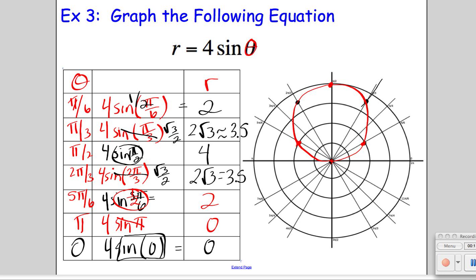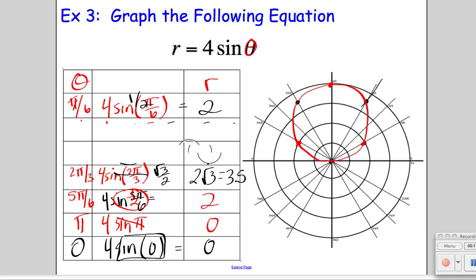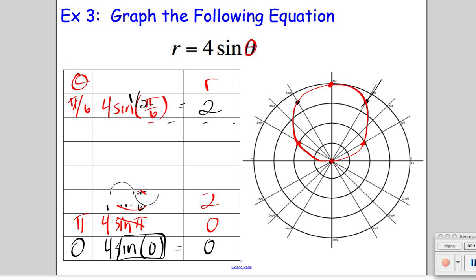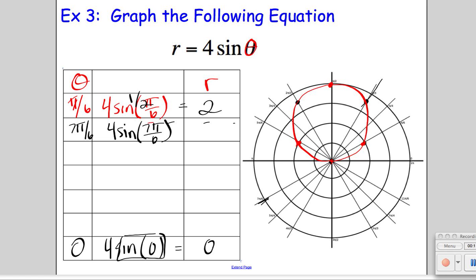Now I do want to check and see if this pattern repeats itself. So I would want to think about what would happen when I plug in other larger angles. I'm going to erase this stuff in the middle here. We'll start with going a little bit larger, 7 pi over 6 down here. 7 pi over 6, 4 times sine of 7 pi over 6. Sine of 7 pi over 6 is a negative 1/2. So I'm going to get negative 2.